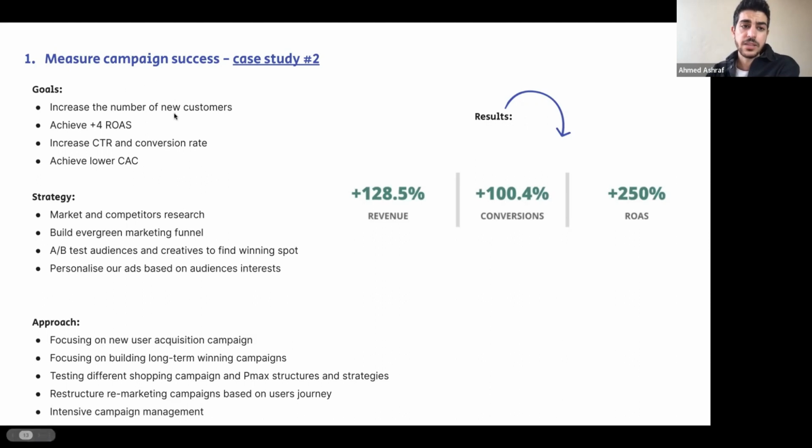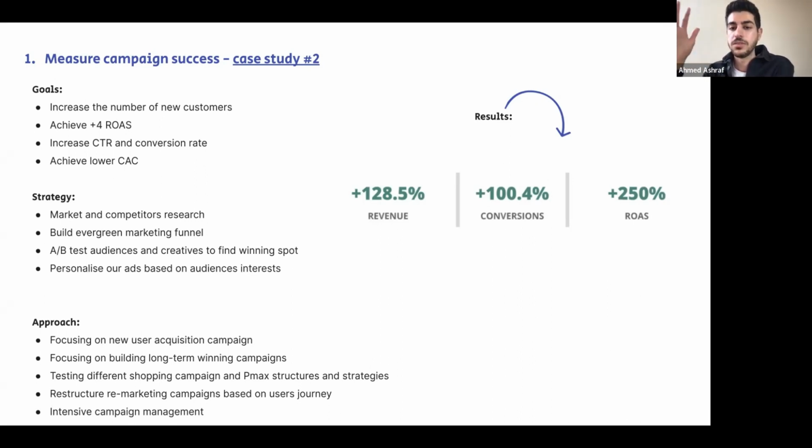Getting back to this case study, our approach was focusing on new users, new customers. We didn't want to have our biggest focus on remarketing, since the customer had an issue with the retention rate. So we needed to improve the retention rate by developing different types of messaging in the late stage, focusing on building long-term winning campaigns. In Google Ads and Meta Ads, this was a holistic paid media approach, not just one channel, testing different shopping campaigns, PMax, different structures and strategies for the client, restructuring a remarketing funnel based on dynamic remarketing, and ensuring we are not losing valuable users on the website when they bounce back.